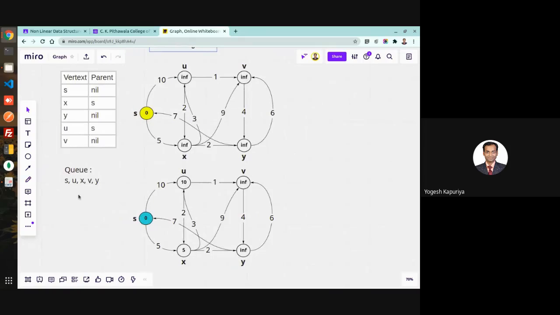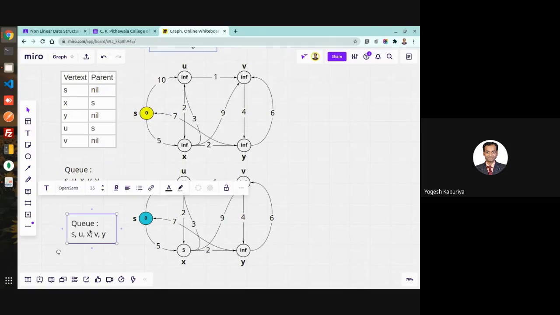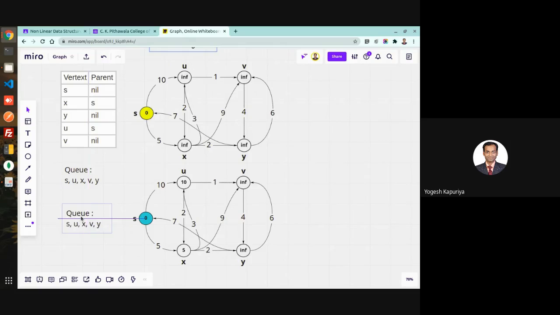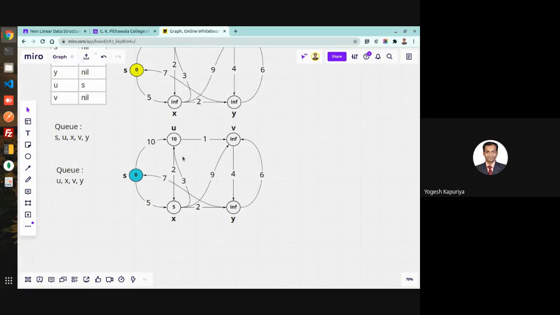So this is after the first step. This was your initial queue. Now your queue will change to something like this because S is extracted. Next, again you will extract the minimum from the queue. What is the minimum? There are four vertices in the queue: U, X, V, and Y. This is 10, this is 5, this is infinity, infinity. That means 5 is the minimum.